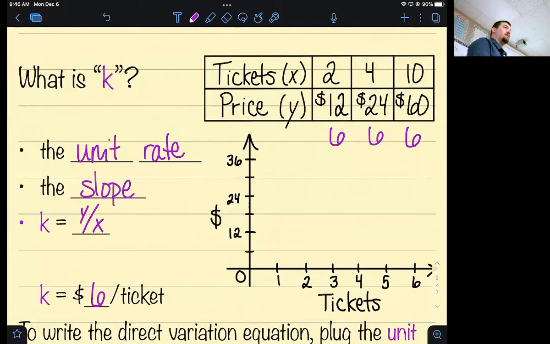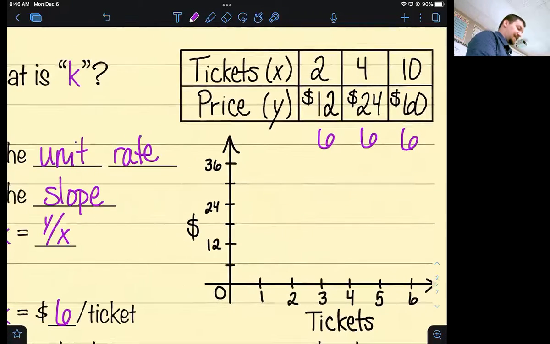Now let's graph these points on the graph. I want you to go to 2 on the x-axis. That's the tickets axis. 2 tickets cost $12. So plot the point (2, 12). 4 tickets cost $24. Plot the point (4, 24).